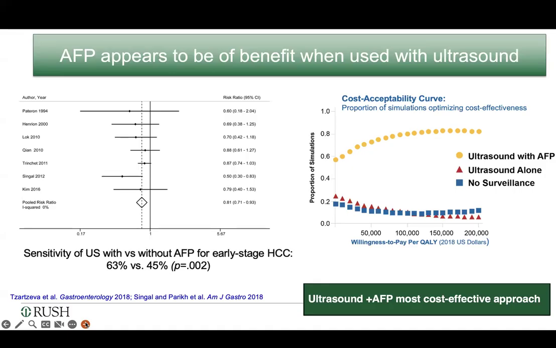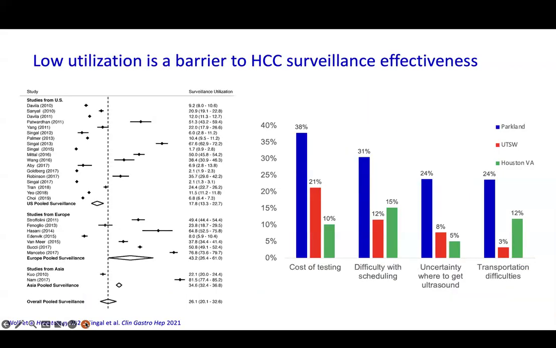Now, adding AFP makes the study better. It doesn't make it perfect, but it makes it better. And so you can see that the sensitivity increased from 45% to 63%. And the nice little pretty curve where ultrasound with AFP is in yellow shows that this is really a cost acceptable curve as opposed to ultrasound alone or no surveillance at all. And so that's why the guidelines now advocate for both the tumor marker as well as the study.